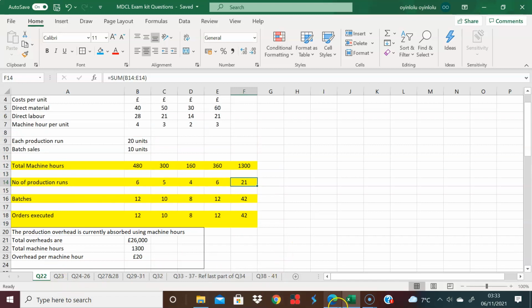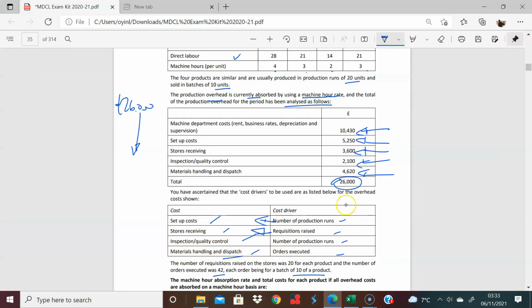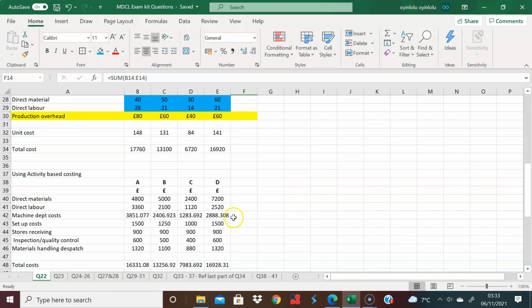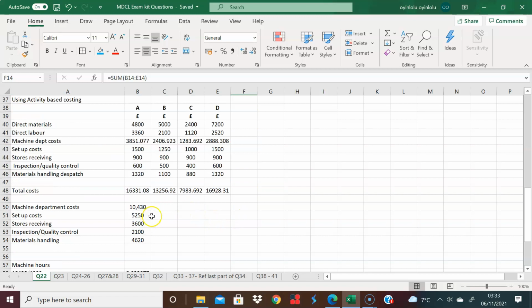And if you have a total of 21 production runs and you have a total setup cost of 5,250, well, the cost of each setup will be 5250 divided by 21. That's 250. It's 250. So I'm slightly surprised that I haven't written that in here. I think I've moved too quickly. So I can just find that.